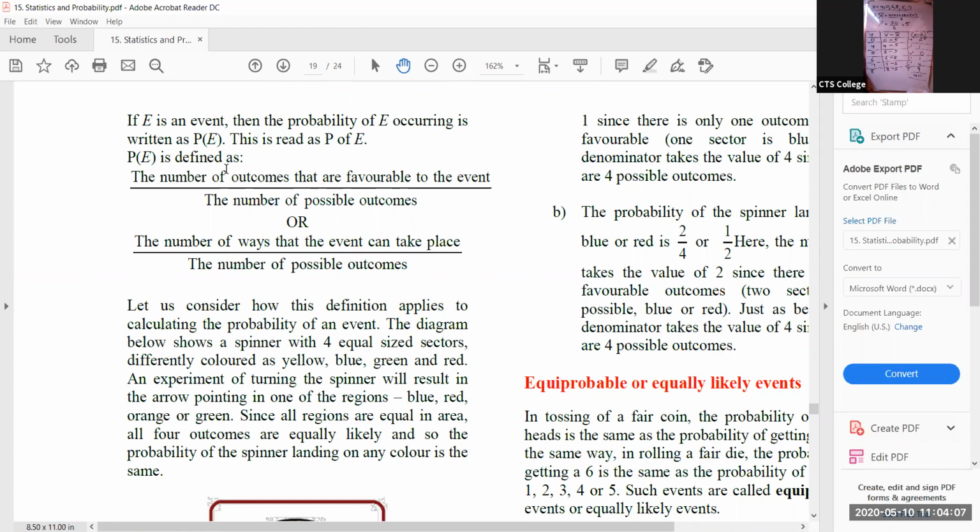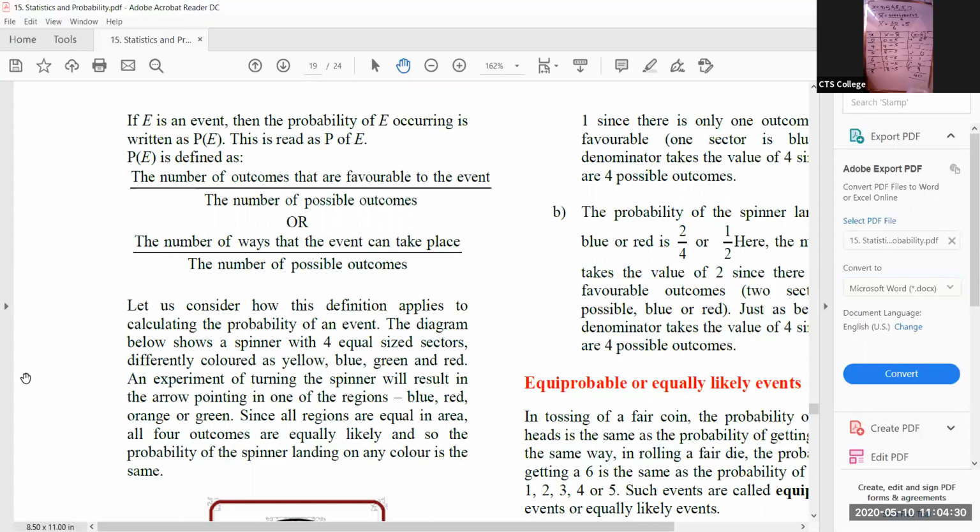So P of E is defined as the number of outcomes that are favorable to the event over the number of possible outcomes, or we can say the number of ways that the event can take place over the number of possible outcomes. Yes? So let us consider how this definition applies to calculating the probability of an event.